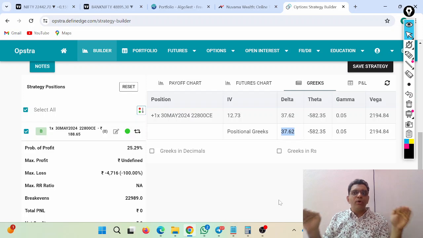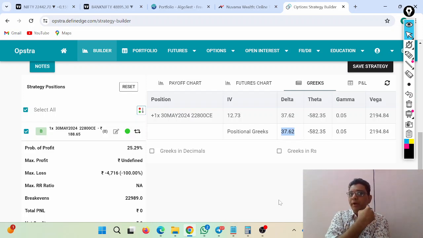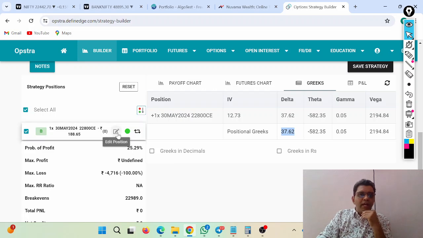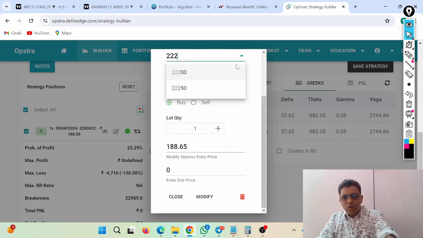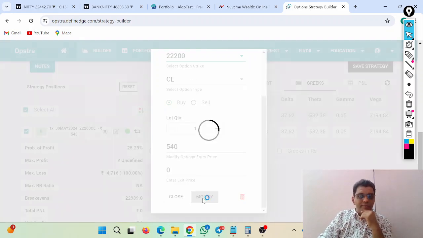If we consider that all other option Greeks are theoretically inactive, then my option premium will go up by 37 whenever Nifty goes up by 100 points. Similarly, my option premium of 22,800 will go down by 37 rupees whenever Nifty goes down by 100 rupees. So on the other hand, what if I go in the money? Let's say I am buying 22,200 call option at 540 rupees in the money.